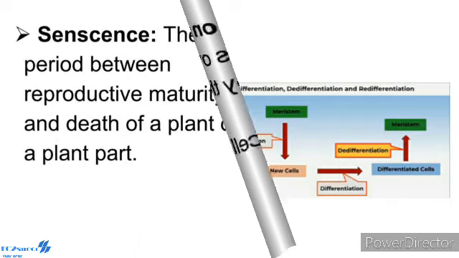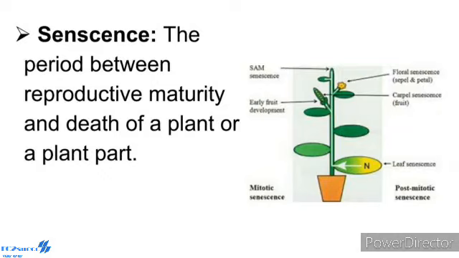Another one, senescence, the period between reproductive maturity and death of a plant or a plant part. Like other living organisms, plants also grow old and their life is ultimately terminated by death. As the young plant grows, it undergoes aging and develops into a mature plant in an ordinary fashion. The later part of the developmental process, which ultimately leads to death, is called senescence.